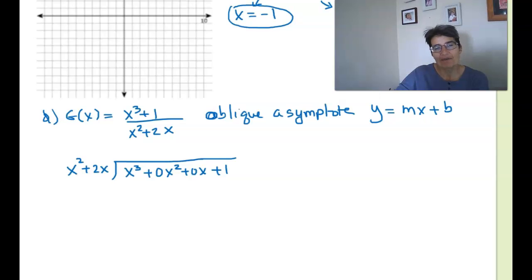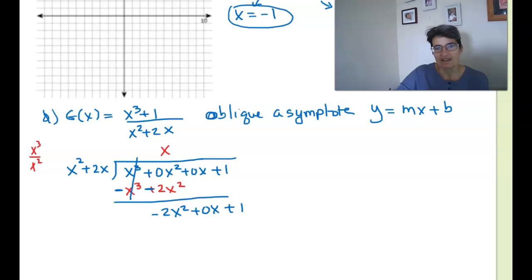So you divide the leading coefficient. You go x cubed divided by x squared. That's going to give me an answer of x. You take the x and you multiply by both of these and you write the answer underneath. X times x squared is x cubed. X times 2x is 2x squared. And now we need to subtract this from the top. So subtract the x cubed and subtract the 2x squared. This crosses out. This gives me -2x squared plus 0x plus 1. So carry down everything. Alright, then we do it again.